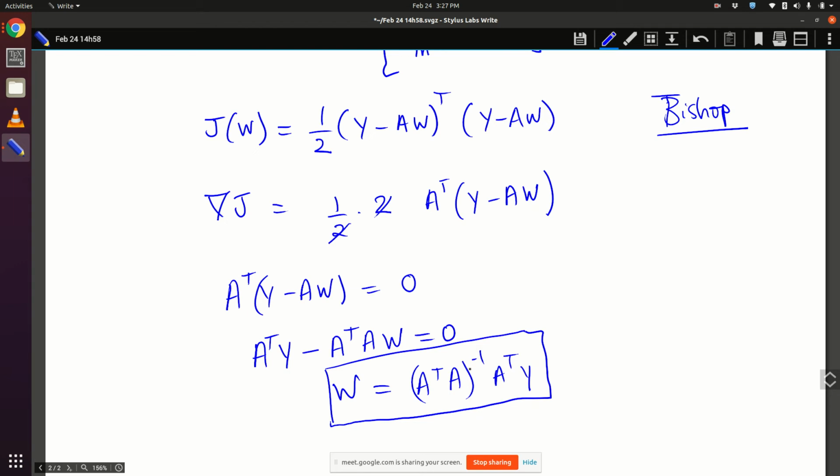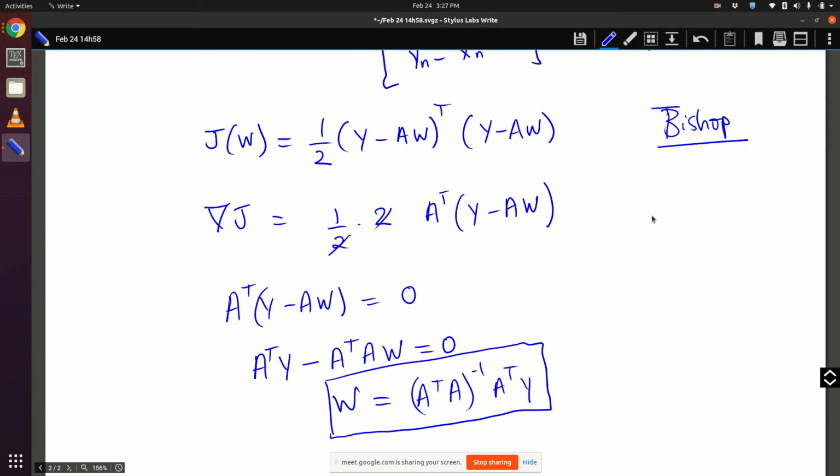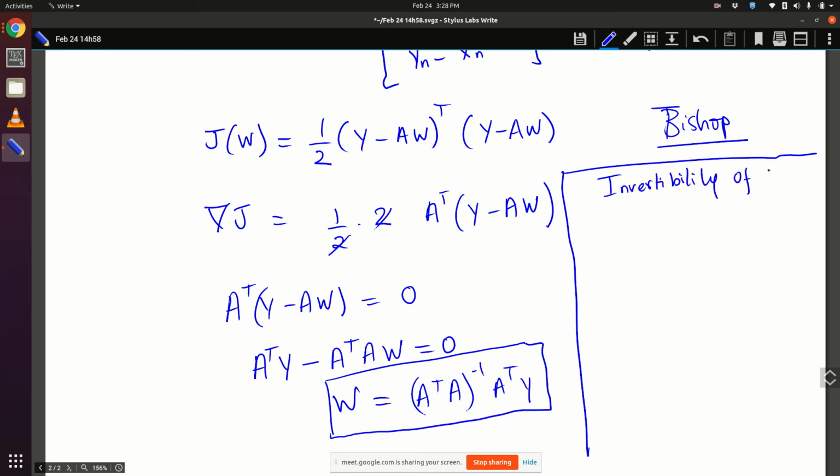Are there any immediate questions in this derivation? Sir, is A transpose A always guaranteed to be invertible? Yeah, that we will discuss. That's a good question actually. The invertibility of A transpose A, we will discuss that. Any other questions related to this?